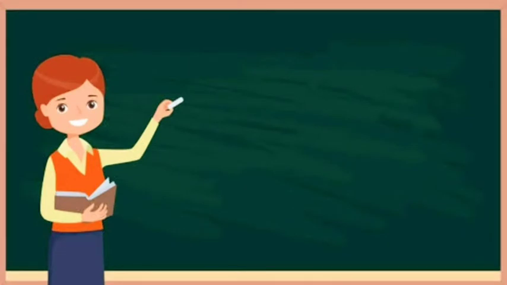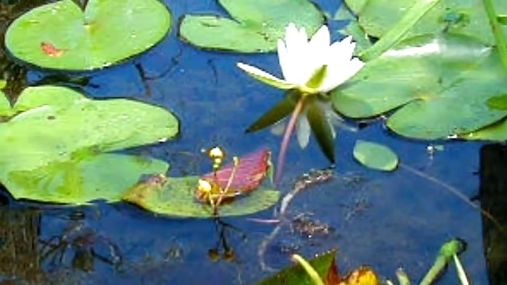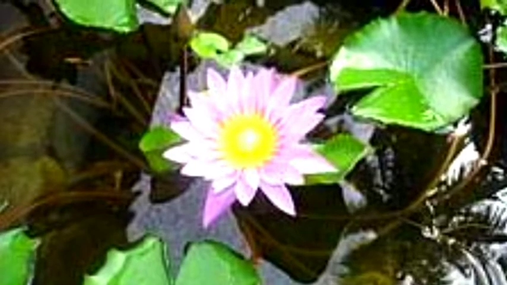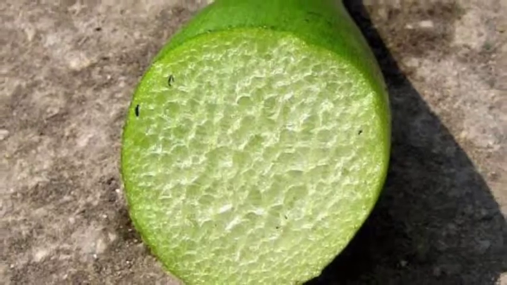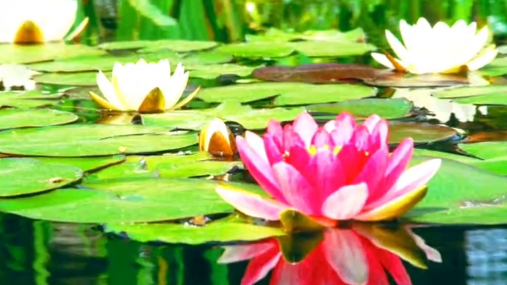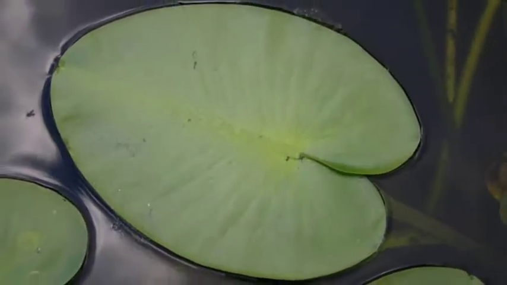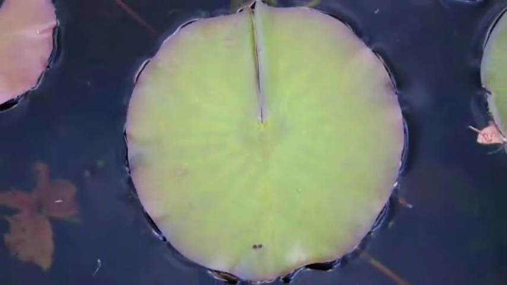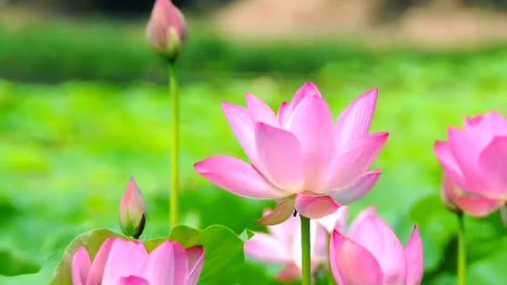Next heading is fixed rooted plants. These plants have roots that are fixed in the bottom of the water bodies. These plants have air tubes in their stem to help them float. Their leaves are broad and coated with wax to make them waterproof. For example, water lily and lotus.